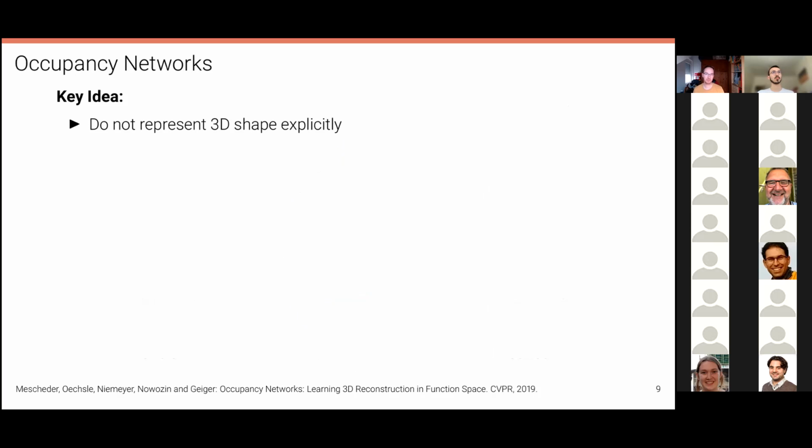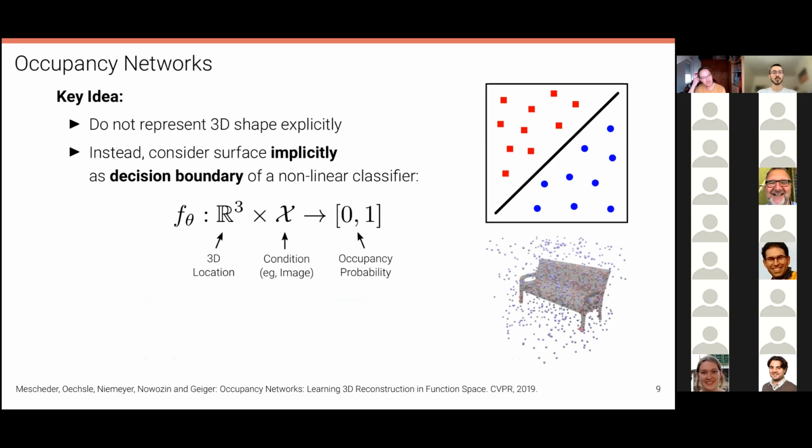And so the question is, can we do differently? And that's what we pursued with our work on occupancy networks that is now already 2.5 years old, CVPR 2019, or even 3 years old almost, where the key idea is to not represent 3D shapes explicitly, but instead to consider the surface implicitly as the decision boundary of a nonlinear classifier. Now, implicit surfaces have been considered before, of course, and they have been considered primarily in the sense that we're generating a voxel grid, and then for each of these voxels, we are storing a sign distance value or an occupancy value.